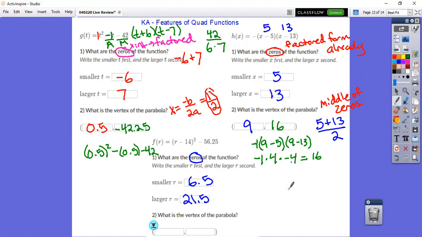Y value there. The last one, if it's in vertex form, this should be your easiest one, but note that your vertex is the opposite of what you see here. So a positive 14 and the same as what you see here. So a -56.25. Okay. Hopefully that helps a little bit for the features of quadratic functions. Again, I will screenshot this and give you a copy of this.